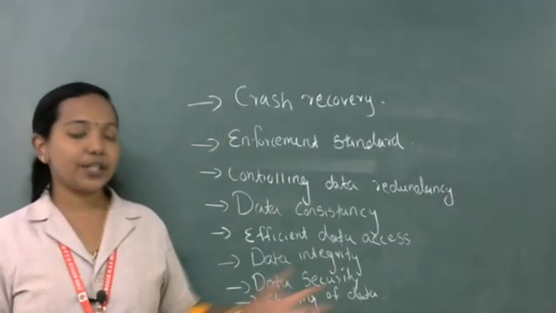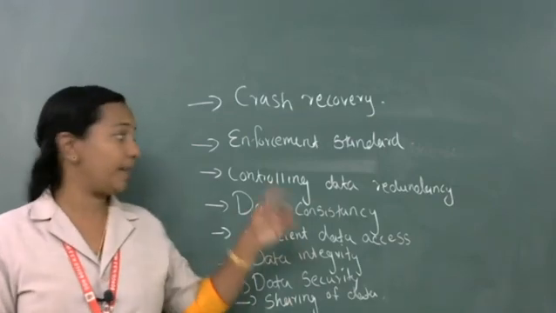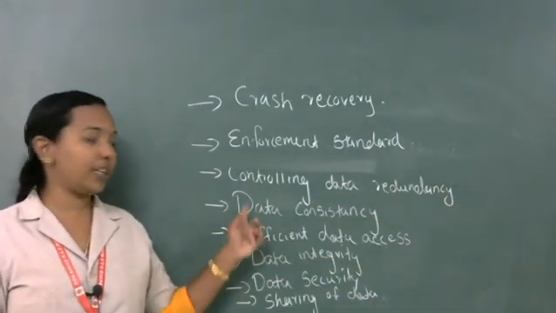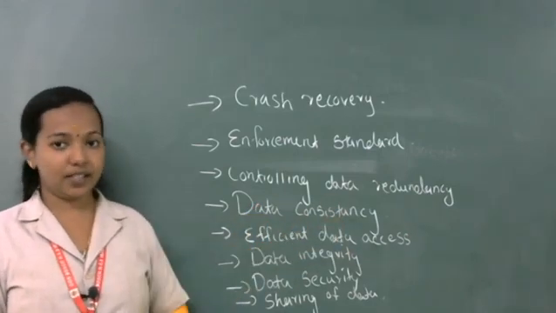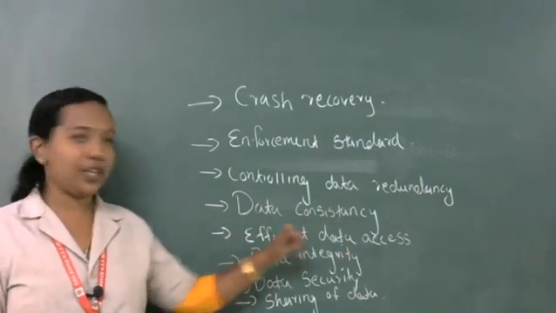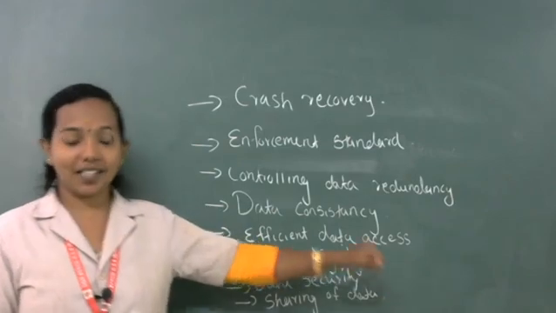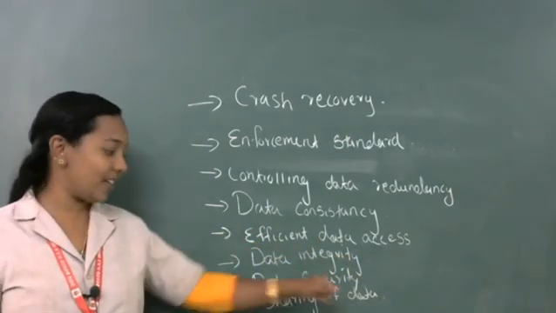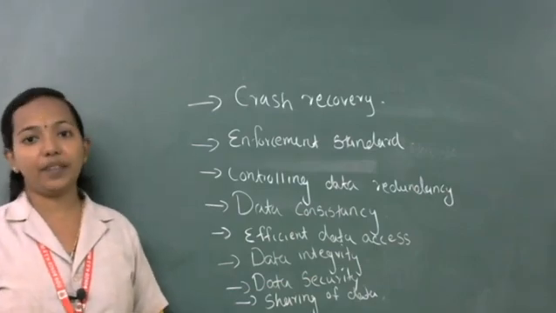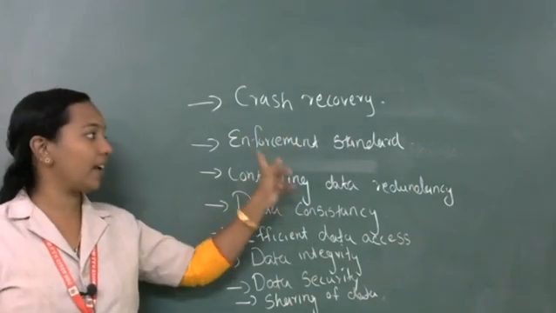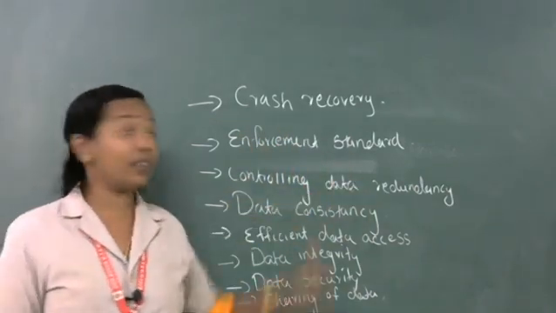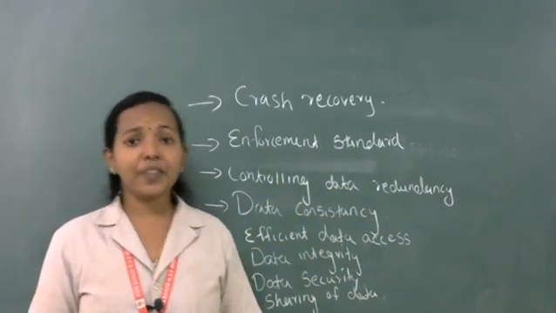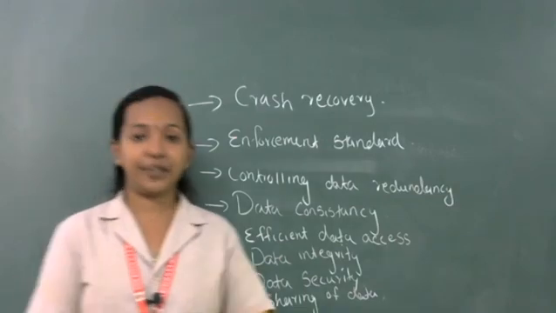Okay, so what is the first advantage of database? Controlling data redundancy. Then after that, data consistency. Third one, efficient data access. Fourth one, data integrity, data security, sharing of data, crash recovery, and enforcement of standards. So these are the different advantages of database.